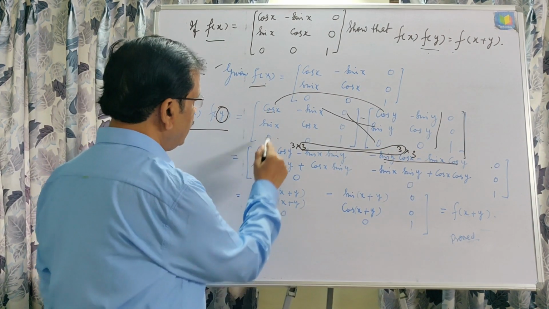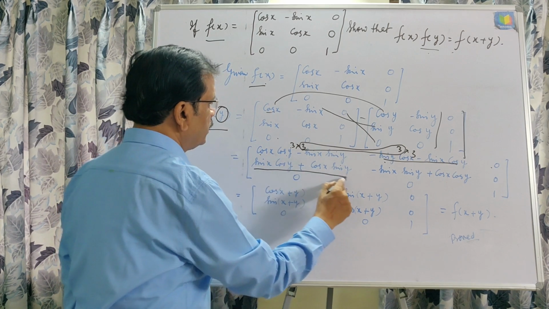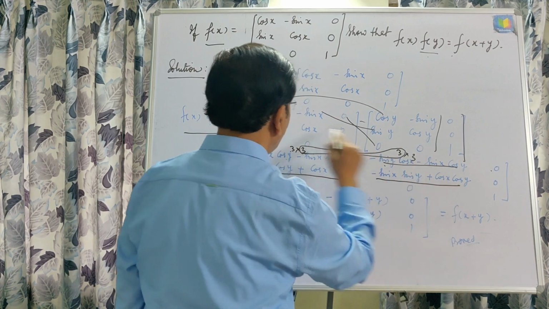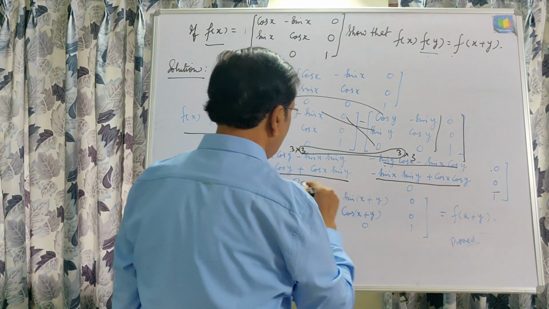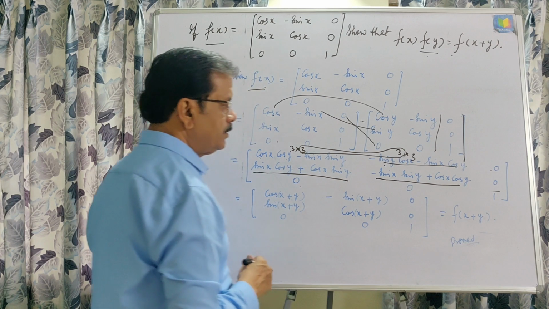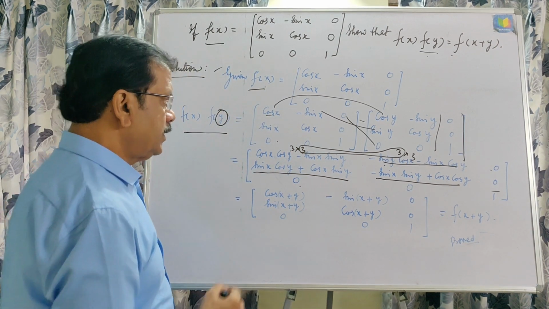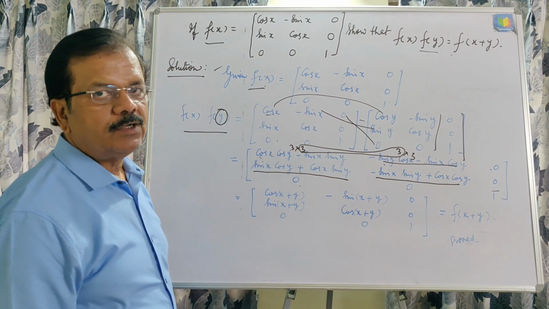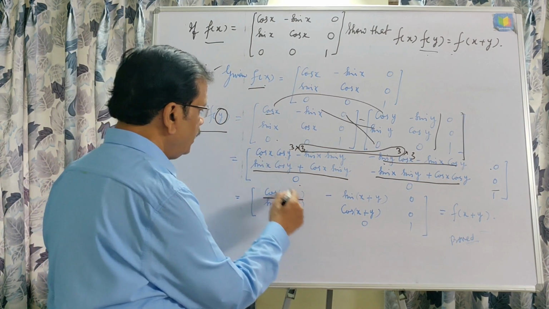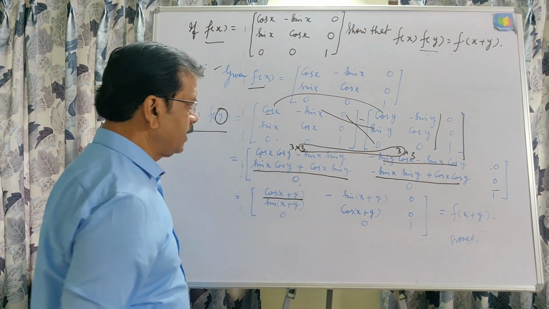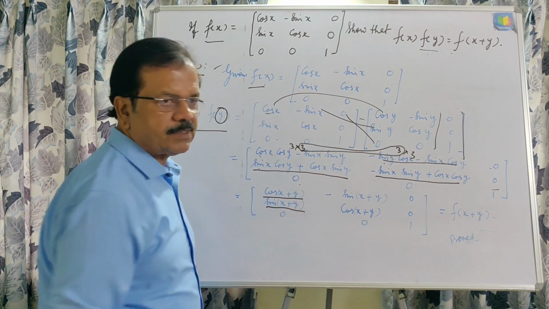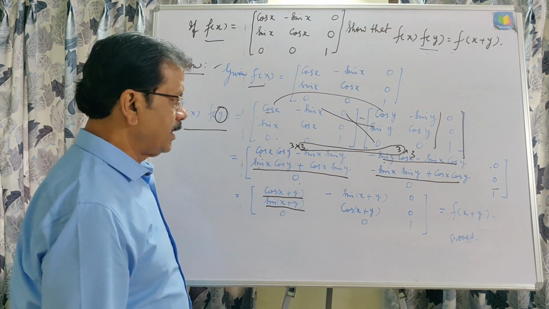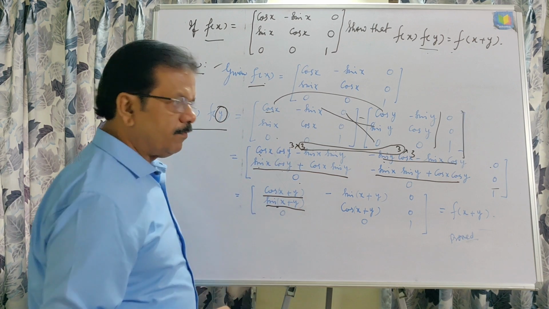In the same way, we can get second row, first column for this, second row, second column for the second one, and second row, third column for this, and this will be in the same way 0, 0, 1. Now this is the value: cos x cos y minus sin x sin y is equal to cos of x plus y. Here sin x cos y plus cos x sin y is sin of x plus y, because cos of a plus b is equal to cos a cos b minus sin a sin b. In the same way, sin of a plus b.